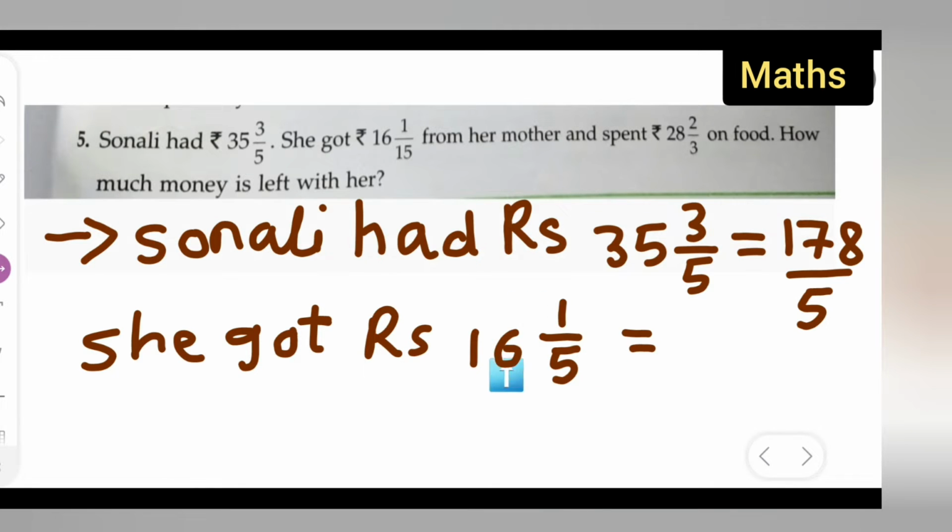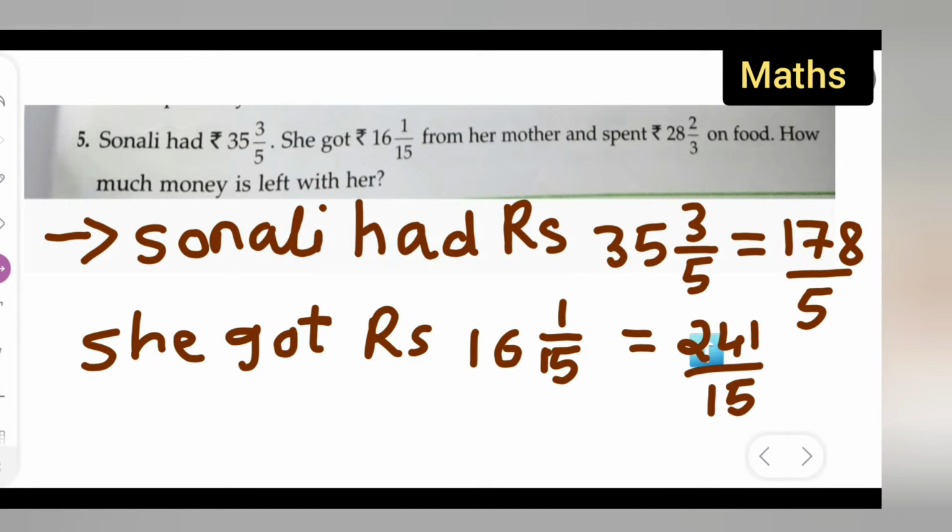This is a mixed fraction, so make it an improper fraction. 5 times 16 is 80, plus 1 gives 81 upon 5. In the question, she got 16 1 upon 5 from her mother. We are bringing it into an improper fraction with the same rule we applied before.